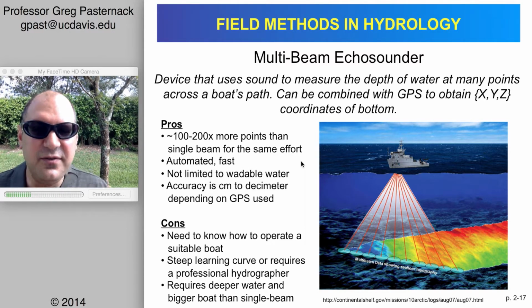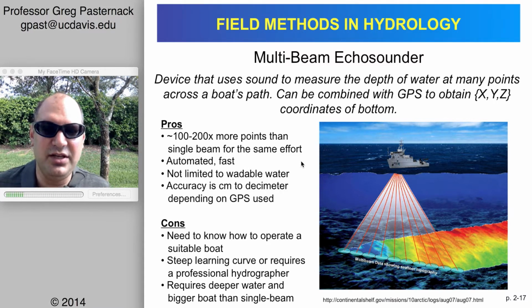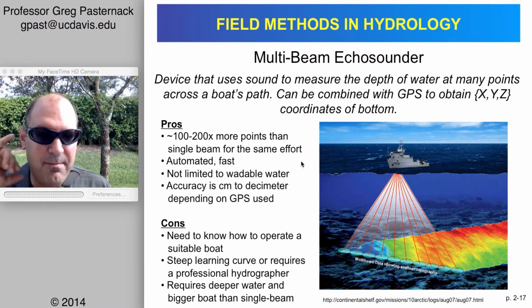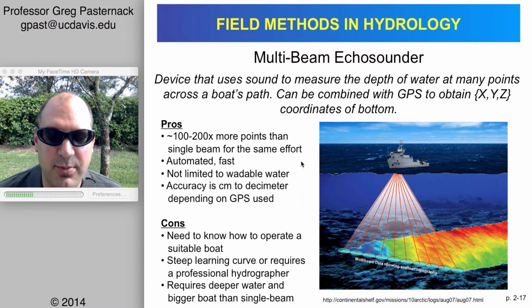So this is very automated, very fast. Of course, it's not for wadeable conditions. It's extremely accurate. Of course, you have to also tie into an RTK GPS. It's relatively expensive. If you were going to buy this, it might be $50,000 to $150,000. But you could also rent the system, and then it actually becomes quite affordable.